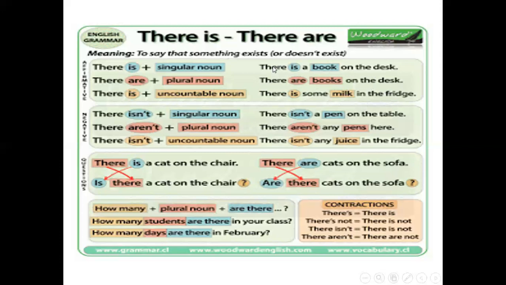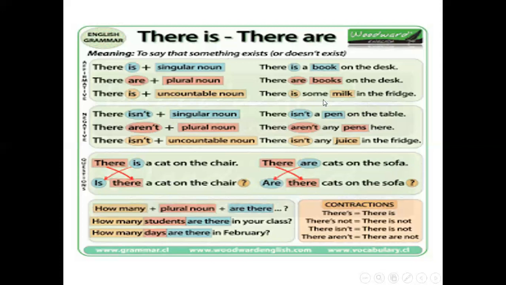Okay, so try to think with me. All the first three sentences are affirmative. What do we mean by affirmative? We can't use not here. The sentences are affirmative. So how can I turn these sentences from affirmative to negative? I use not after is and after are. So the first example: there isn't a pen on the desk. Okay, there aren't any pens here.